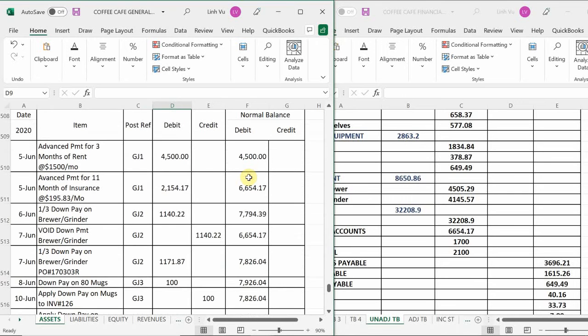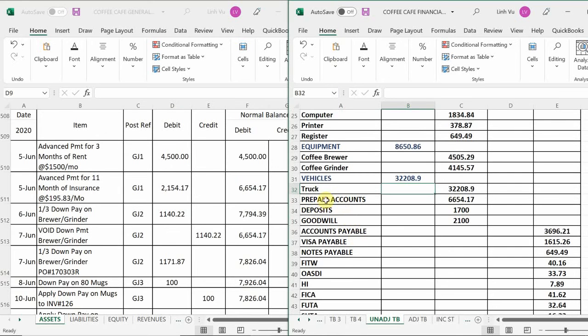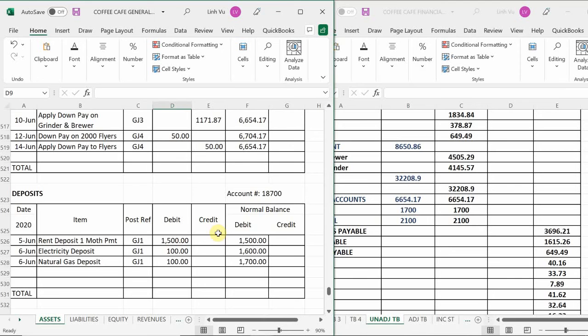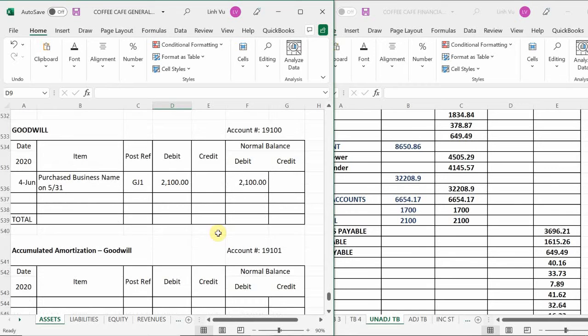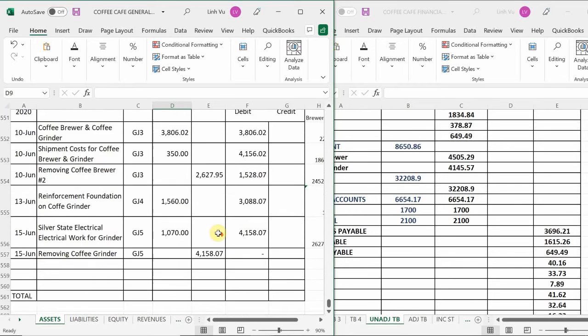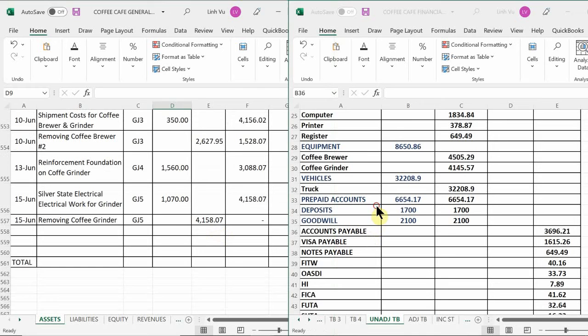Then we have prepaid accounts, which is my main account. So all of these right here are your main accounts. Okay. So we got prepaid, we got deposits, and we got goodwill. So prepaid is still 665,417. Deposits is still 1,700, and goodwill is still 2,100. And that is it for all of my assets.